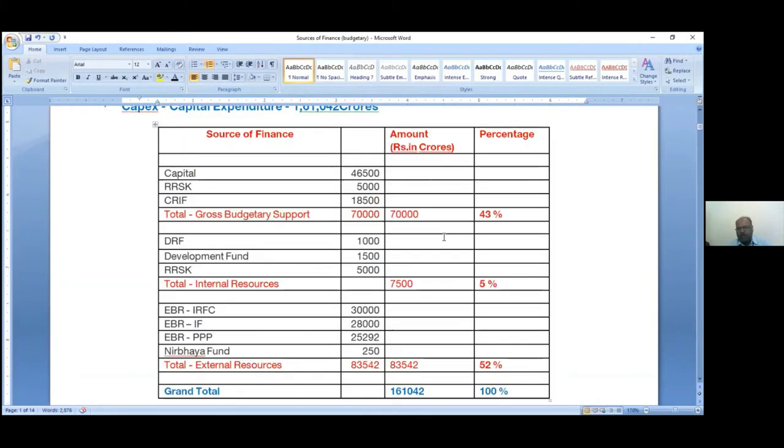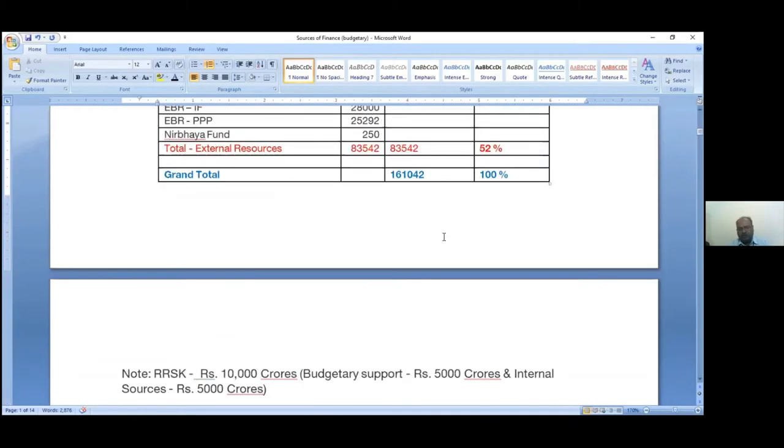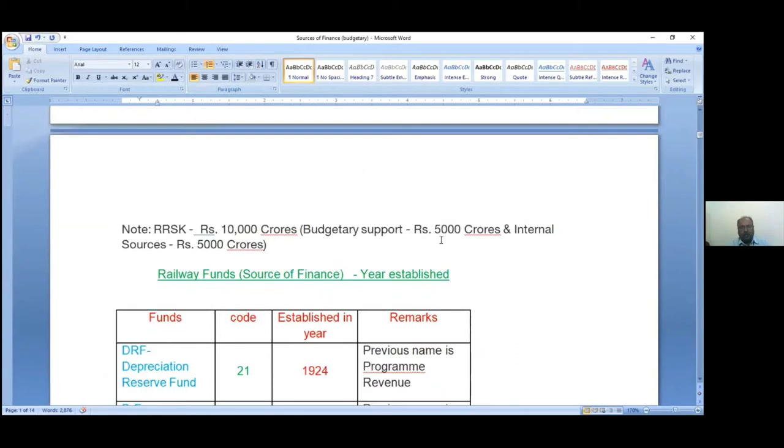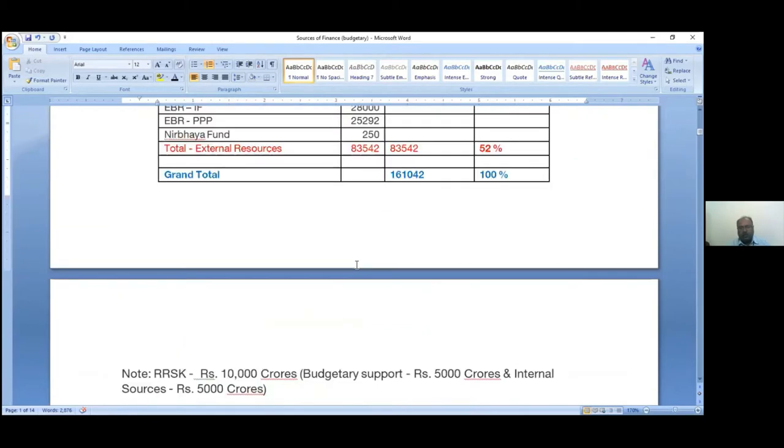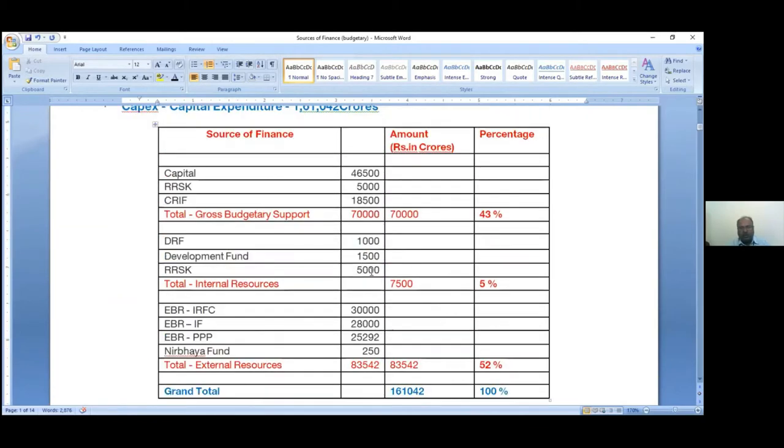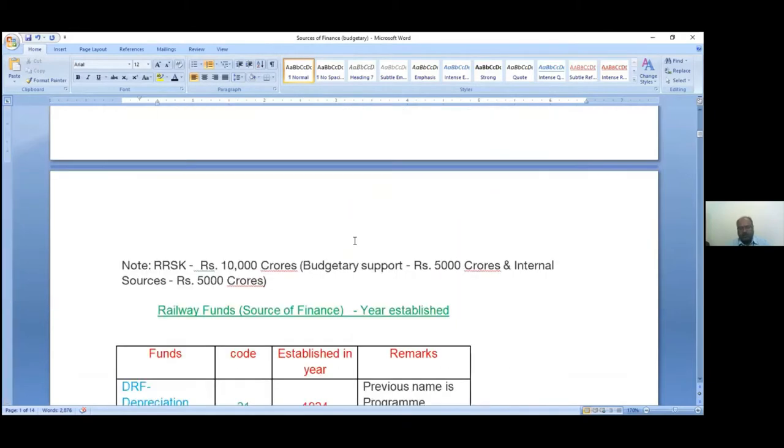Almost similar in 2021-22 and 22-23 also. It is not much change. Here RRSK is 10,000 crores: 5,000 crores from internal resources and 5,000 crores from the Ministry of Finance. So altogether RRSK is 10,000 crores.